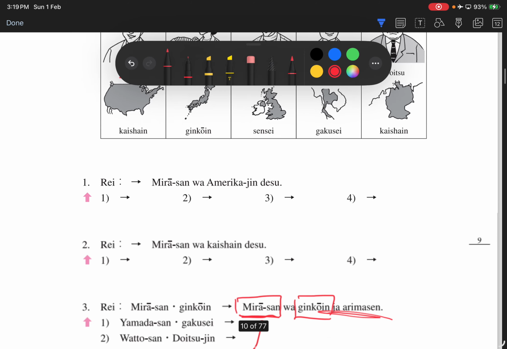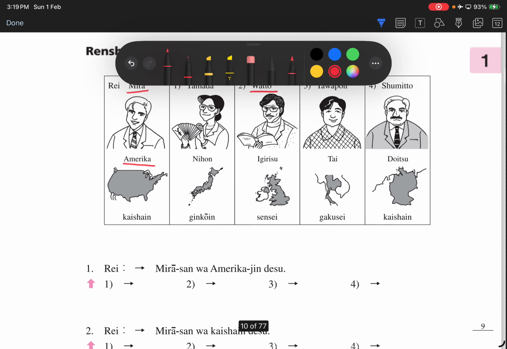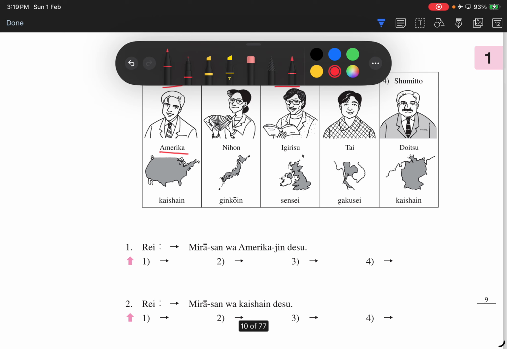Okay. Number 2, we mentioned their title, their work title. So in this case, you see number 1, Mira is a company employee, right? So he's a corporate slave. So Mira-san wa kaishain desu.